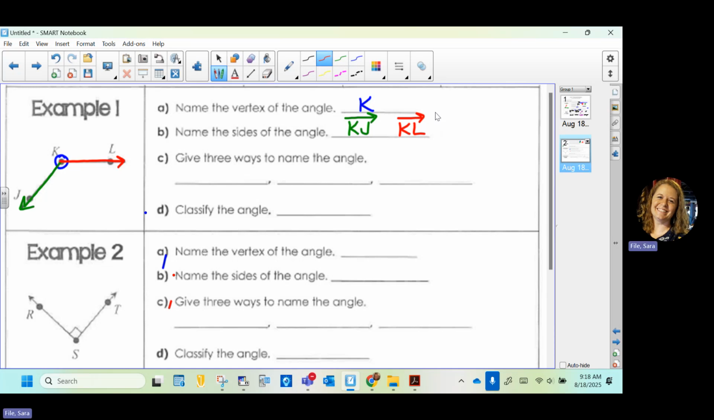All right, 3 ways to name this angle. I could just do 1 letter because there's only 1 angle with the vertex K. So I could just say angle K, JKL. Good. And just backward, LKJ. But K is always the middle because it's the vertex. Now classify, that's the type. Obtuse. That is obtuse.